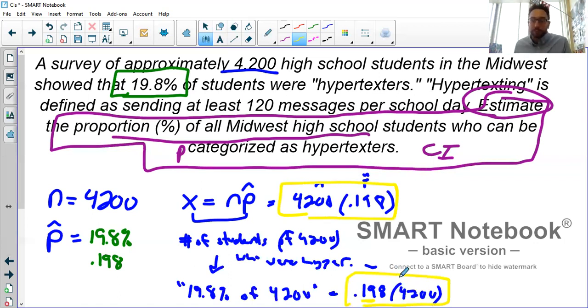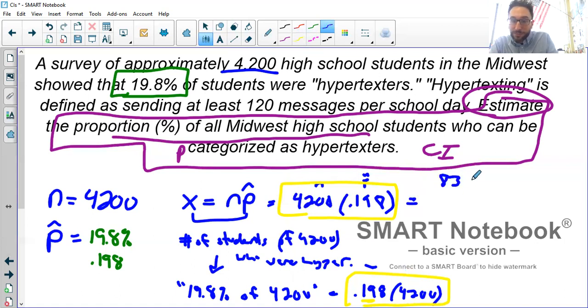Now, when I do that, I'm not going to switch sharing screens, but 0.198 times 4,200 comes out to be 831.6. So our x value, we cannot use a decimal because this represents how many of those 4,200 kids were hypertexters. You can't have 831.6 hypertexters. So we're going to use an x value of 832. And if you're wondering why this came out to be a decimal, I would assume that this percentage was rounded, and that's why when we're working backwards, we're not getting a whole number.